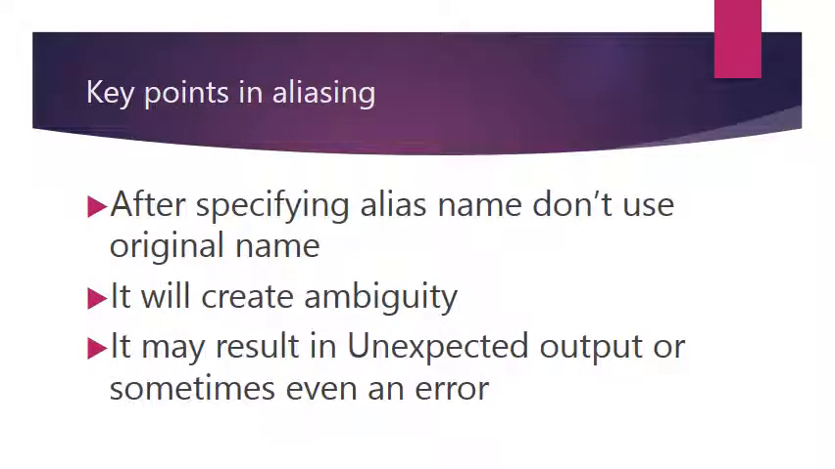Remember these key points regarding alias names. After specifying an alias name, don't use the original name. It will create ambiguity, which will result in unexpected output or sometimes even an error. In the previous programs, we got errors. So avoid such situations when you are doing aliasing.